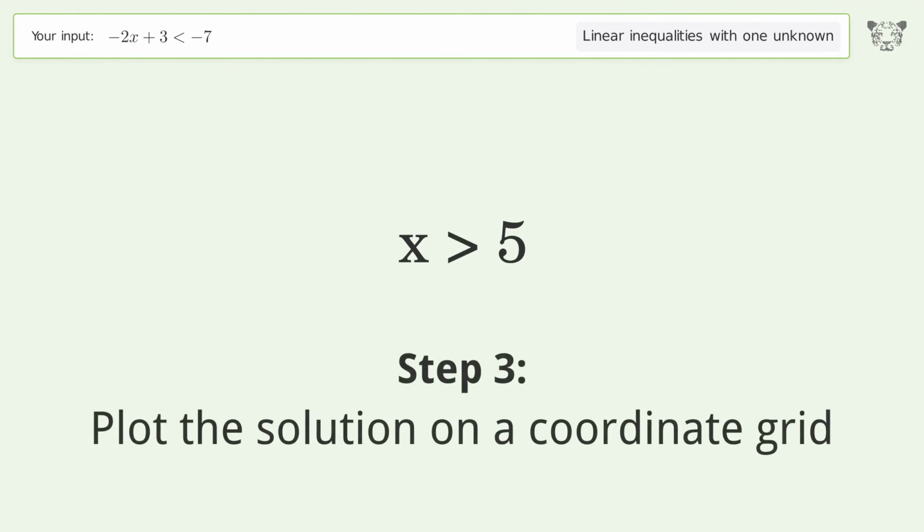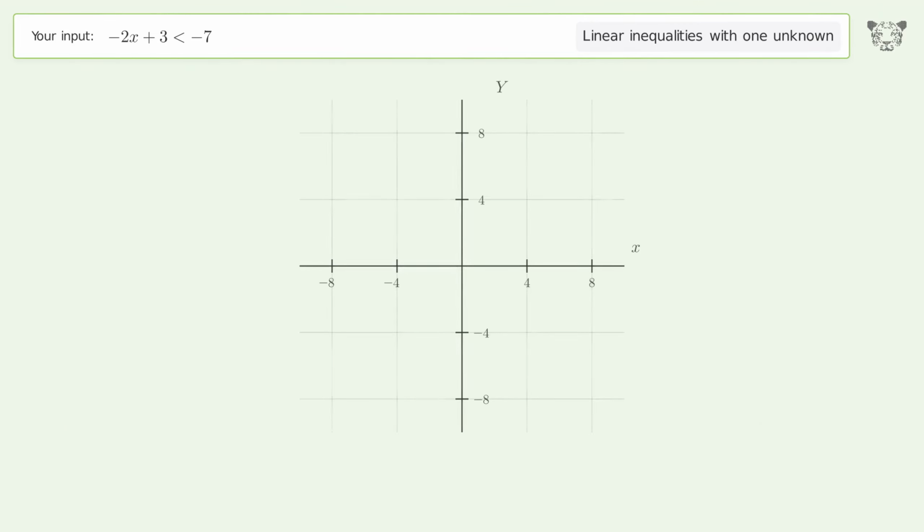Plot the solution on a coordinate grid. And so the final result is x greater than 5.